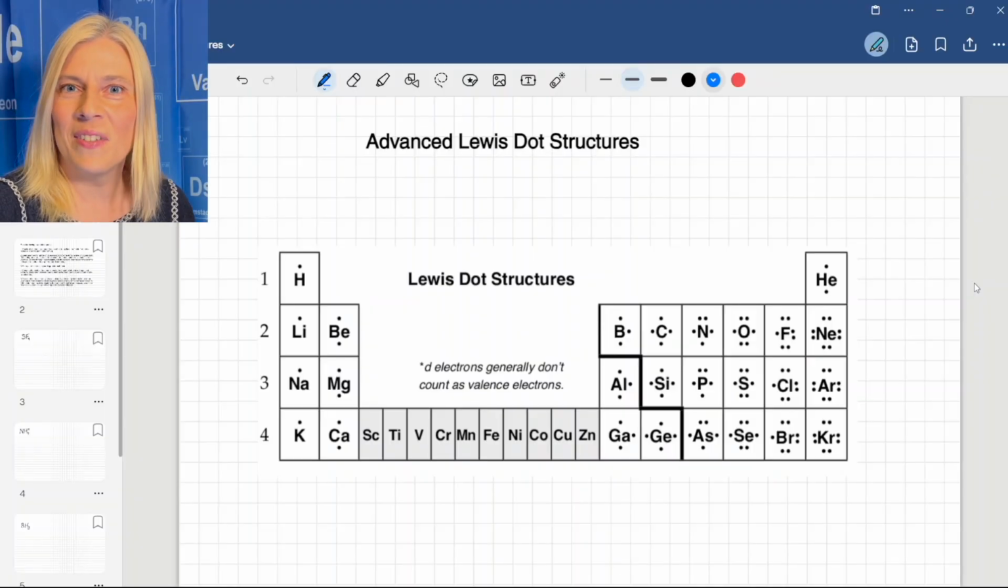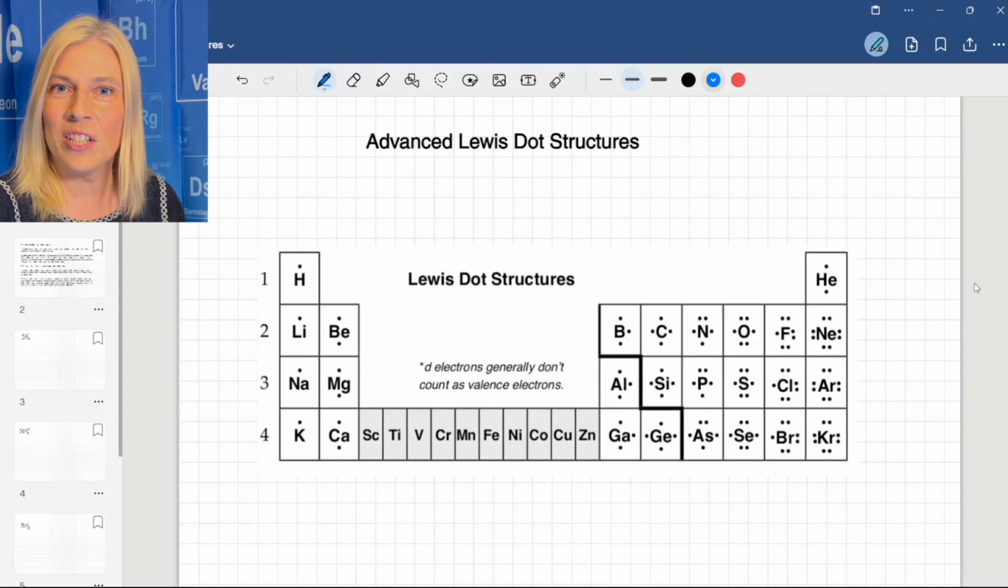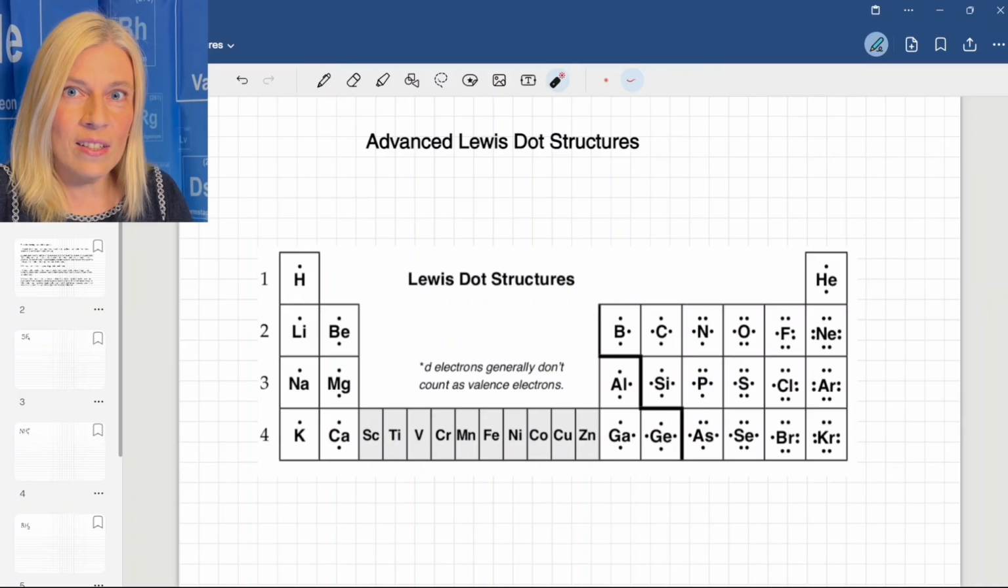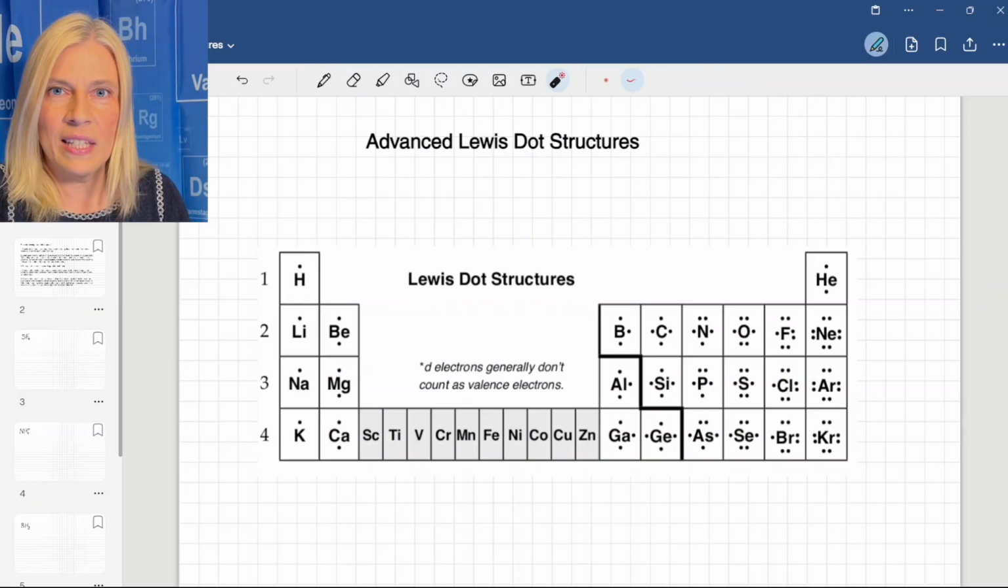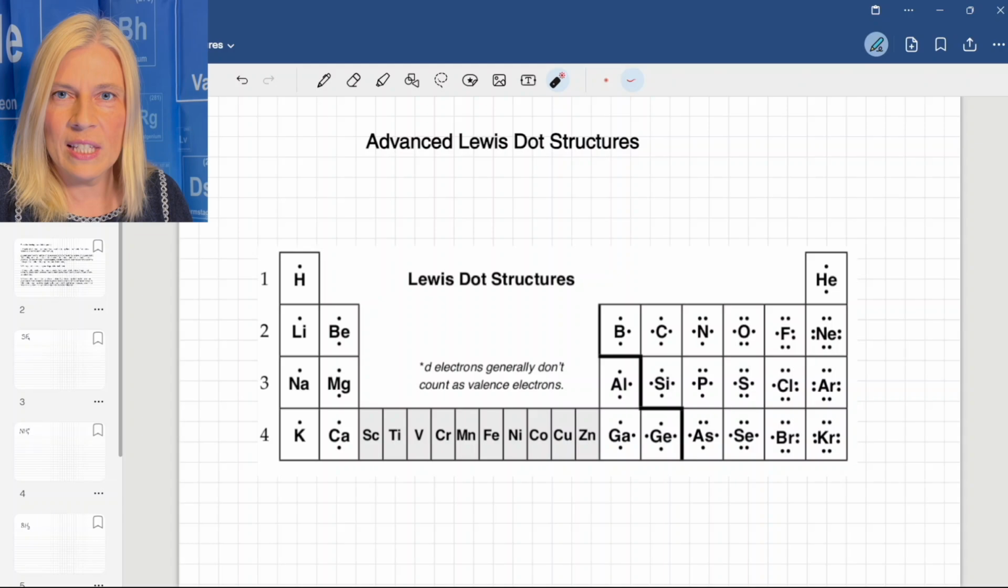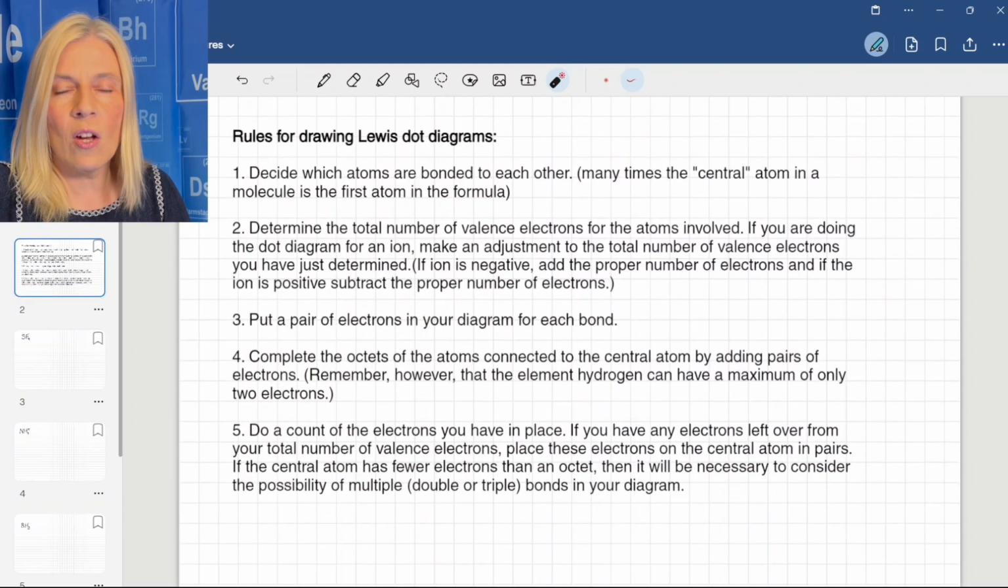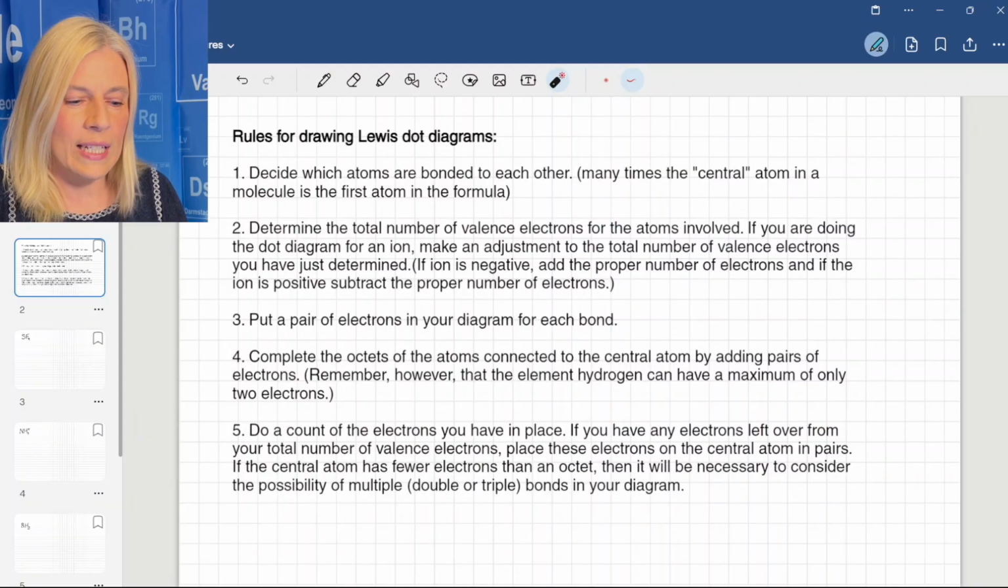Are you ready? Let's jump in. In a previous video, we had a really nice introduction to Lewis dot structures. We also learned about valence electrons and how many electrons each element has. We could see that they follow nicely column numbers, and we went over the rules. And today we're going to jump a little more in.